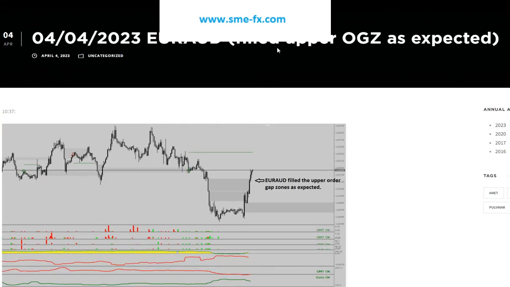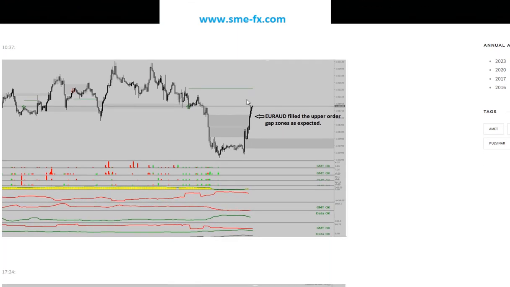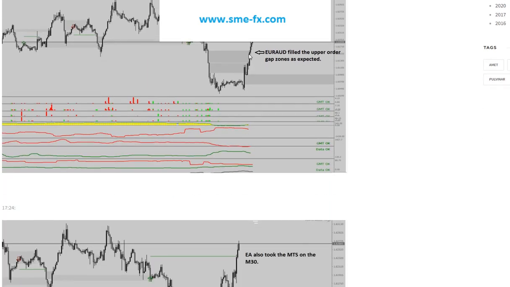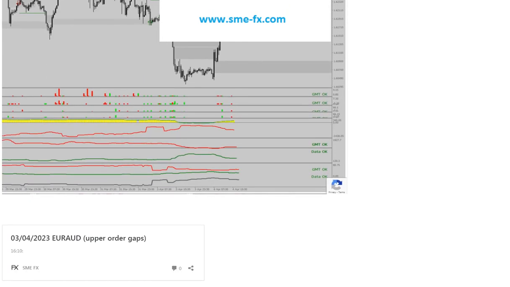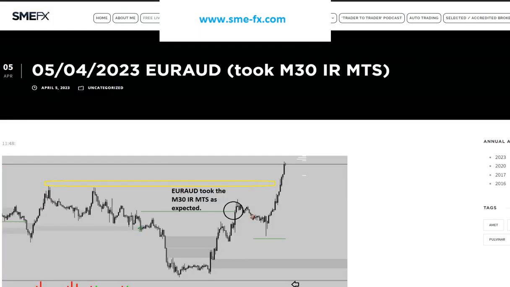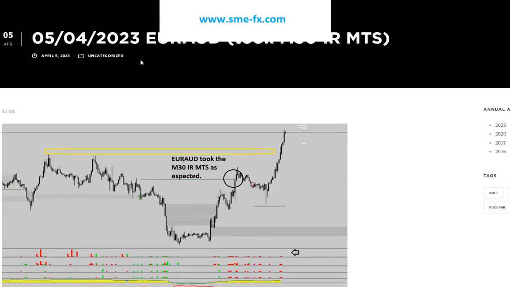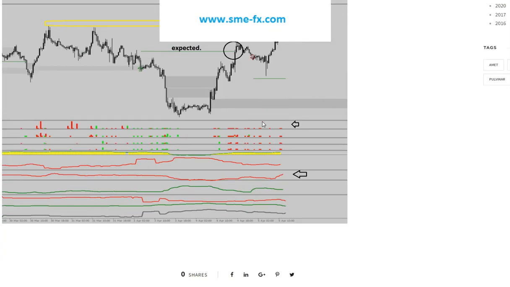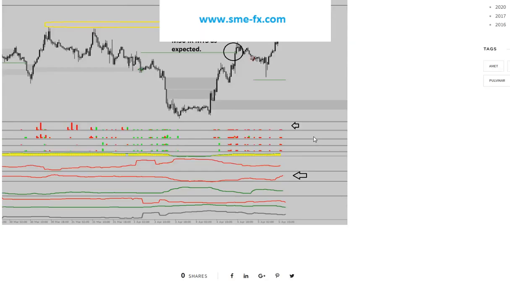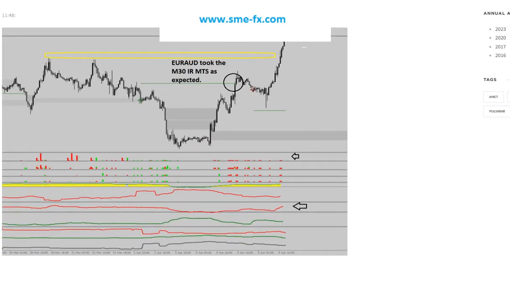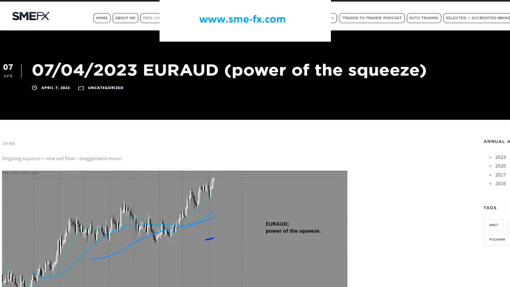Then on the 4th it filled those gaps nicely and then also went for the medium term stop right above, filling the grail. Okay, beautiful trade right there. Then on the 5th, we see shorties came in, some kind of squeeze emerged, and they took all the stops above the high. Beautiful trade, that one. Nice one.